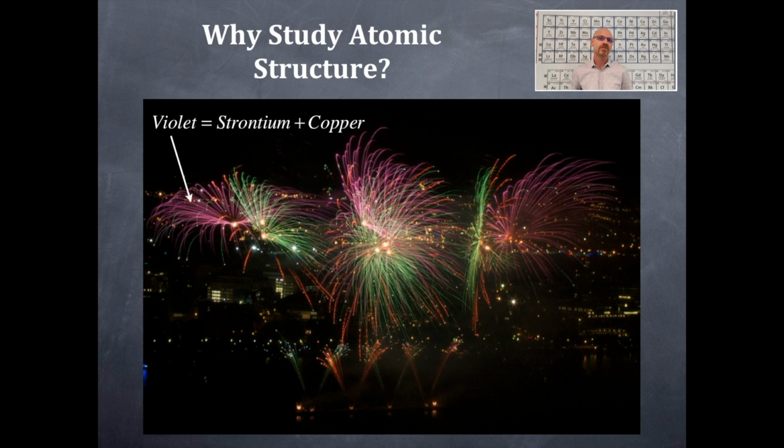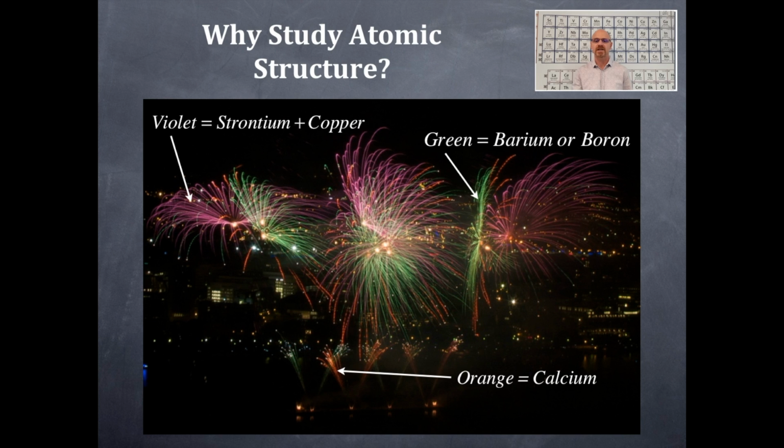Okay, so when you see violet light, you should be thinking strontium and copper combined. Okay, when you see green light, you're going to think either barium or boron. And when it's orange light that you see, you're going to be thinking calcium metal.